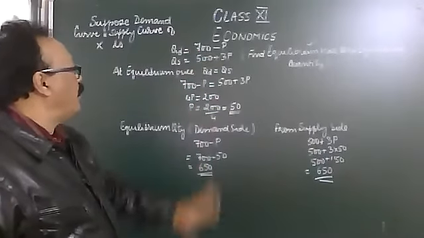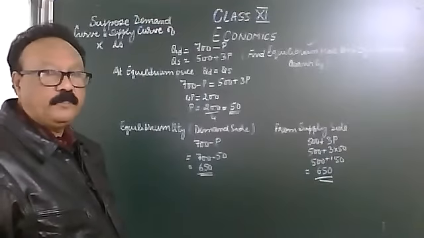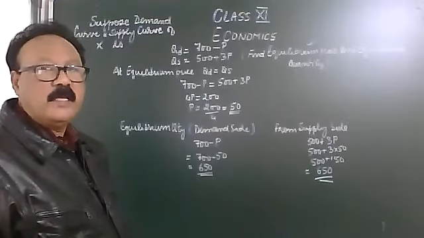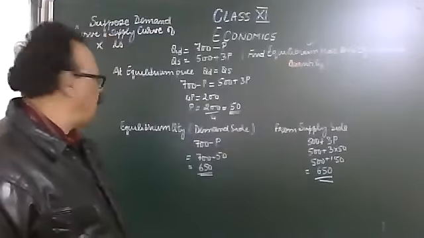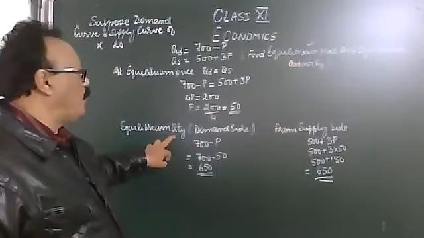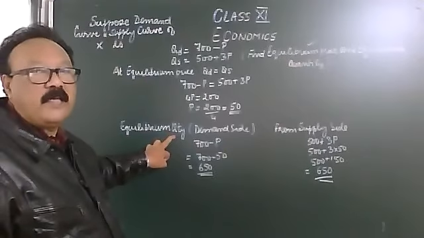P is equal to 200 upon 4, you get 50. So the equilibrium price is 50. Now we need to find the equilibrium quantity. The equilibrium quantity we can find out from both sides. Demand side must equal supply side.